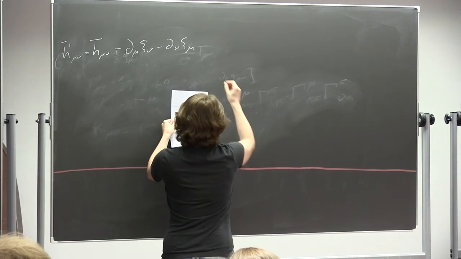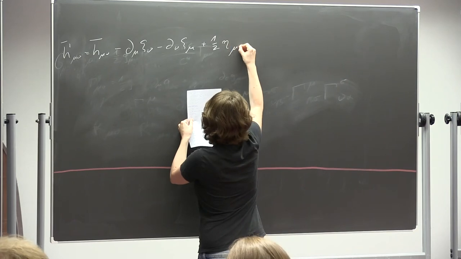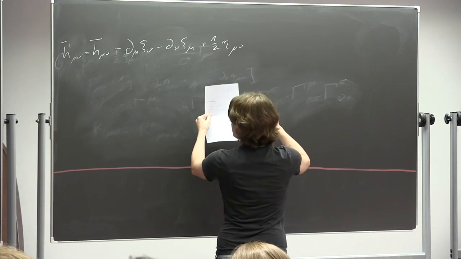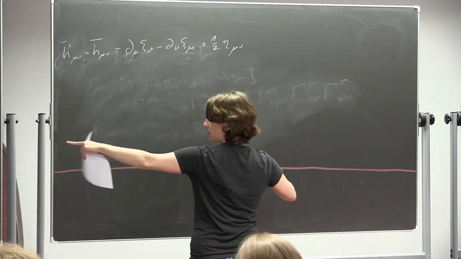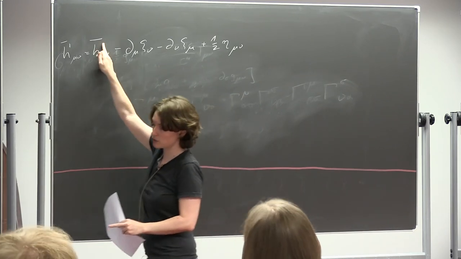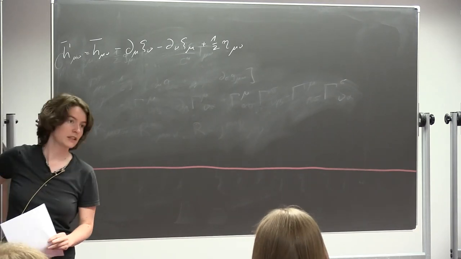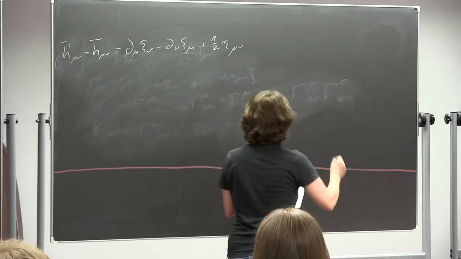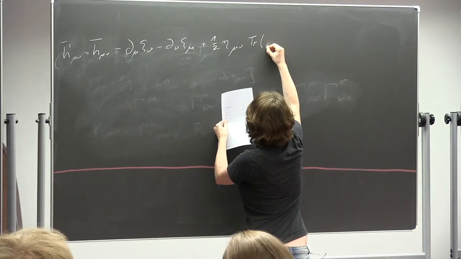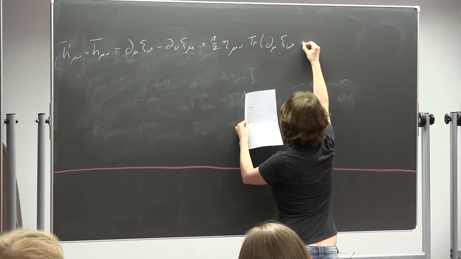And now we have to take the trace, okay? So we have 1/2 eta mu nu and then the trace of h with this transformation. You've seen that I've already written a bar over here. This takes into account this trace object acting on this guy. So all we need is the trace object acting on the second term. So that's just the trace of del nu xi mu and del mu xi nu, and the other way around.